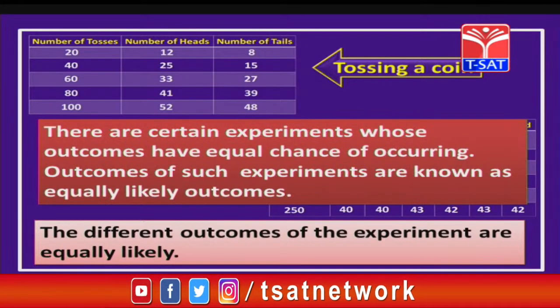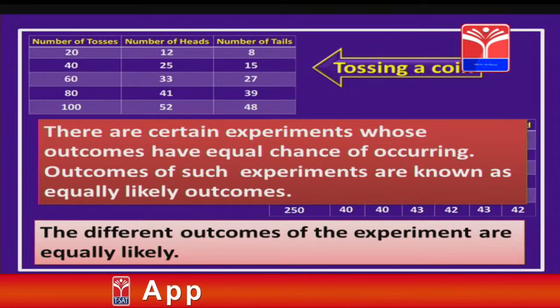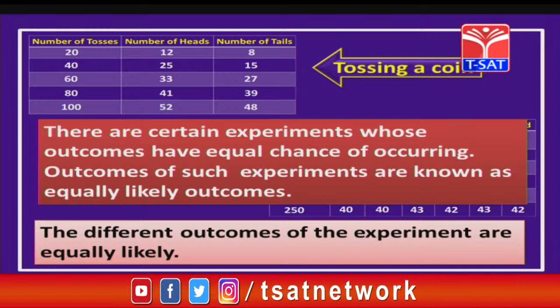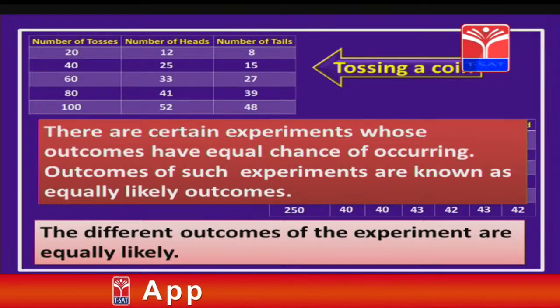But why are they equally likely, children? Because there are certain experiments whose outcomes have equal chances of occurring, and such outcomes are known as equally likely outcomes, just as in tossing a coin or rolling a dice. In these two cases, there is an equal chance of getting each and every outcome. So, that is why we call them equally likely outcomes. Got it, children?